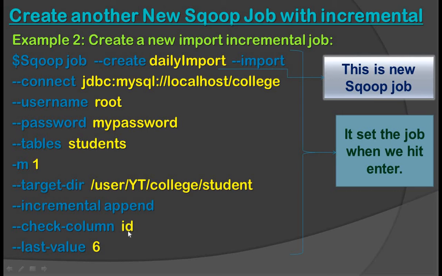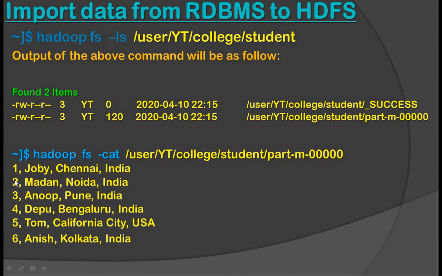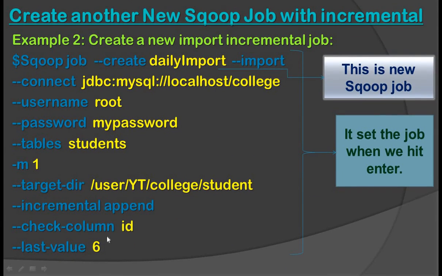It means we are going to put --last-value, the value of the check column. So we put here 6. Why do we put 6? Because we have already imported these 6 records of the student table. So now we are going to import after these 6 records. When we execute this statement, Sqoop automatically creates a daily import job.